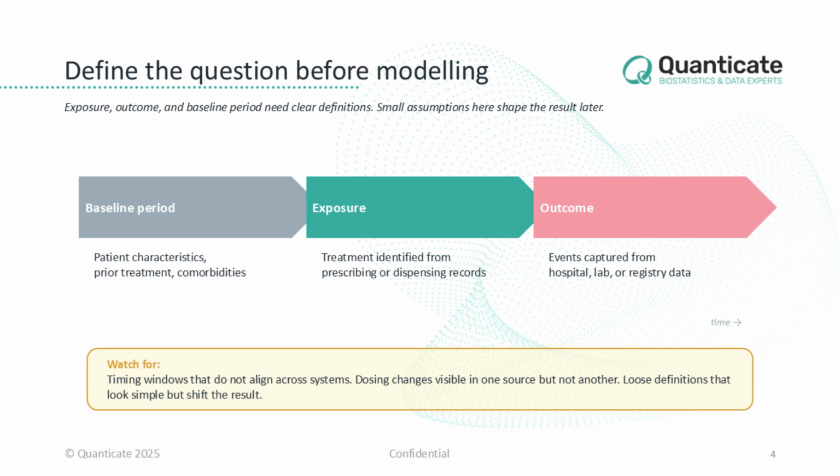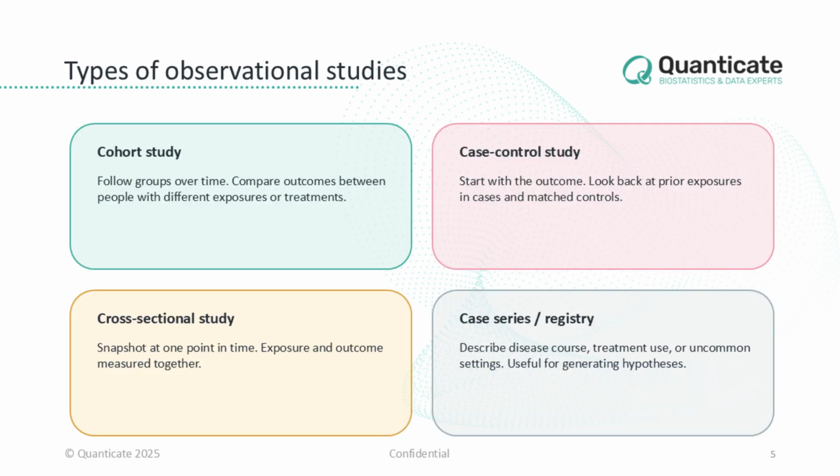Many problems start when the study question is too loose. Exposure, outcome, and baseline period need to be defined before modeling begins. A treatment comparison might identify exposure from prescribing records and outcomes from hospital events. That can sound simple until timing windows do not align, or a dosing change is visible in one system but not another.